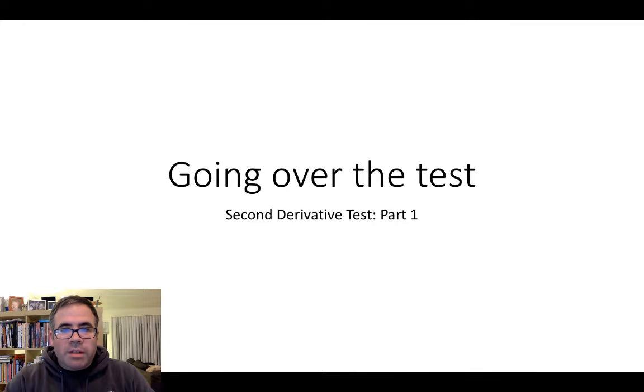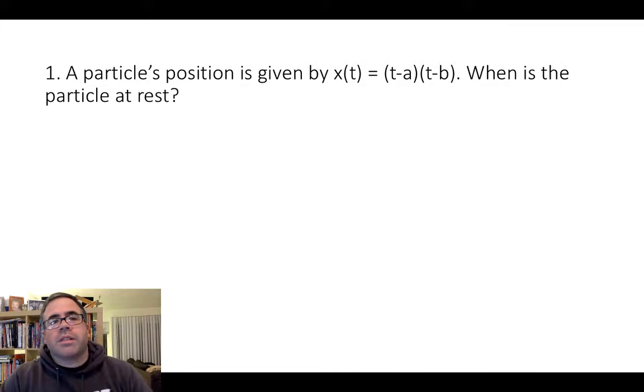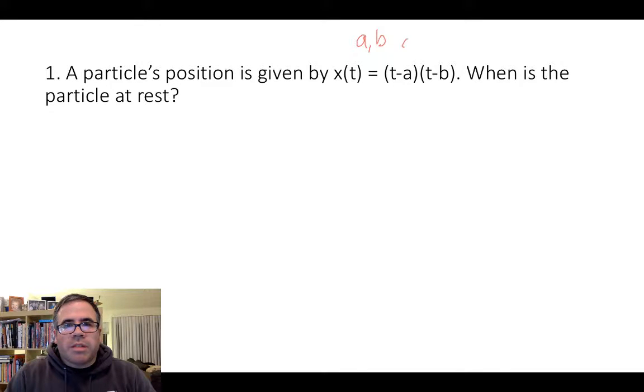And we'll get started. So, first question is, a particle's position is given by x of t equals t minus a times t minus b. Now this was a clarification that I didn't realize I had to make until a little bit later, but I should note that a and b are both constants. We just don't know what they are. When is the particle at rest?